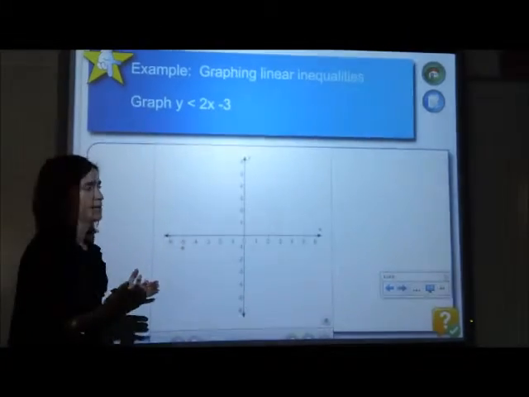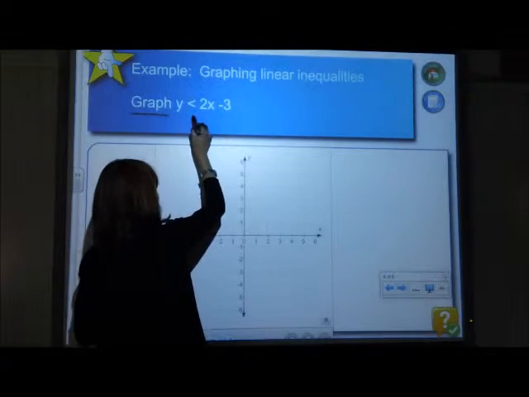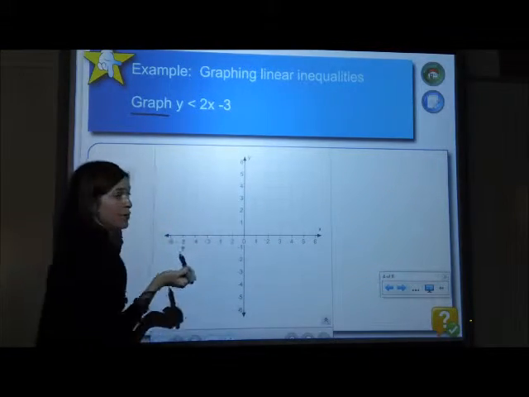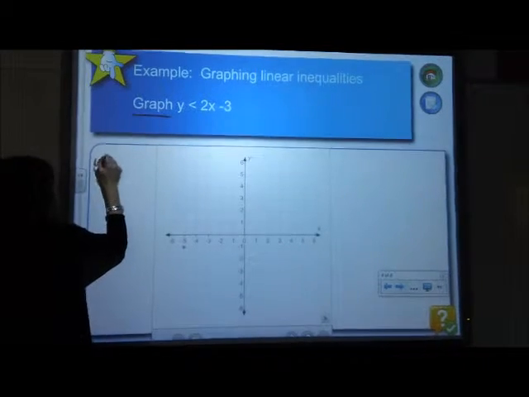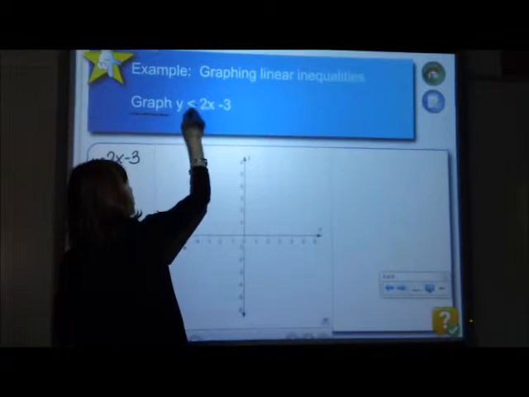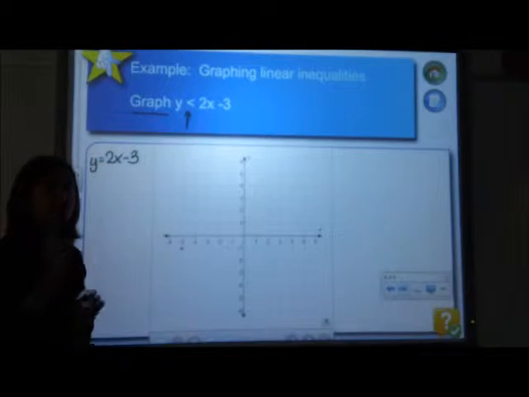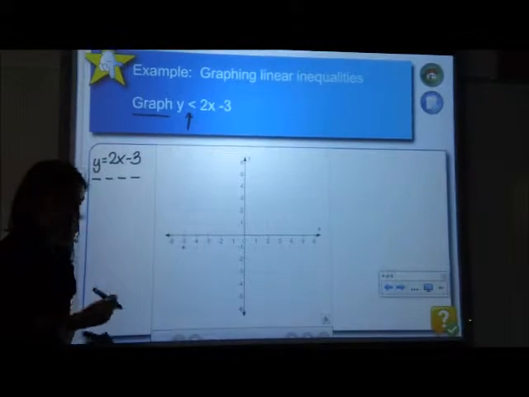Now, how do we graph it? All right, so here is an example. We're going to graph y is less than 2x minus 3. The first thing that you want to do is graph the line y equals 2x minus 3. You want to look at the inequality symbol. Since it's just less than, that means that my line is going to be a dotted line.